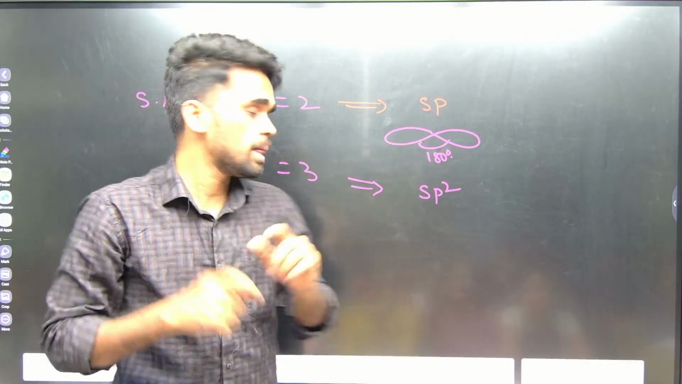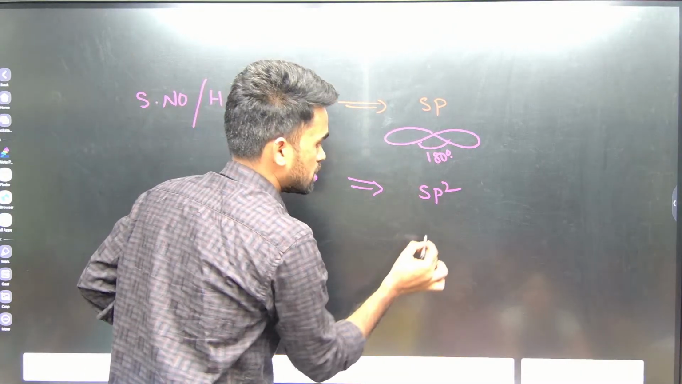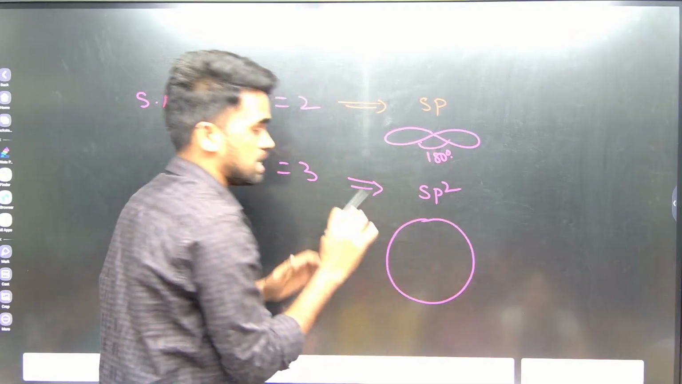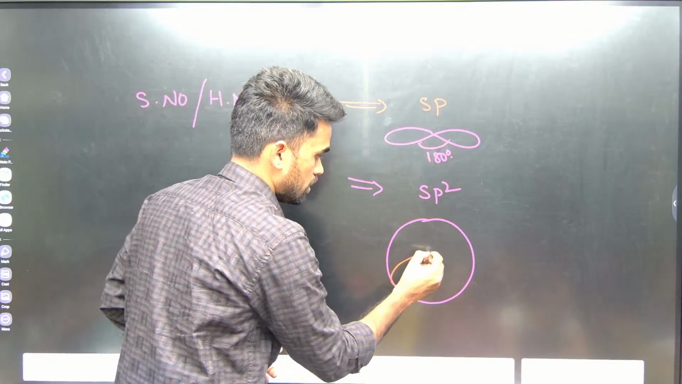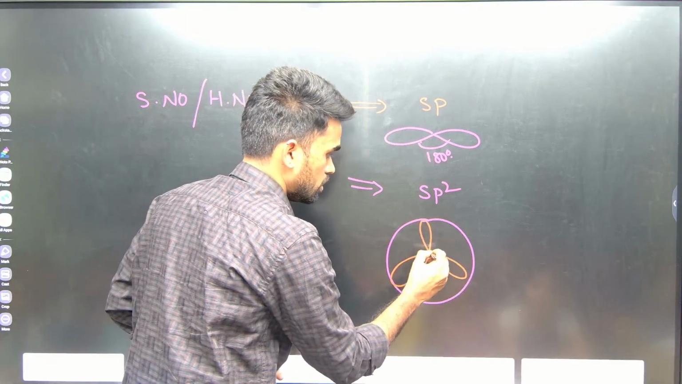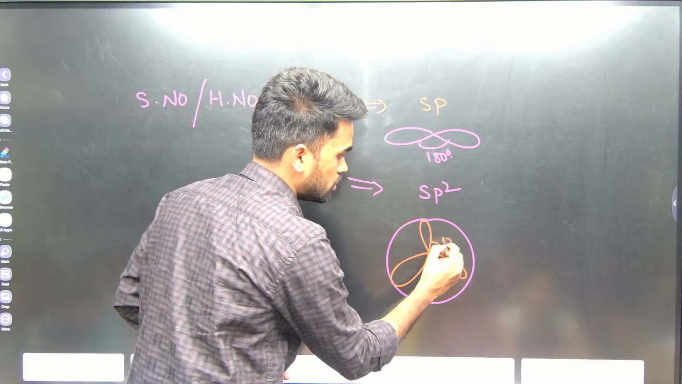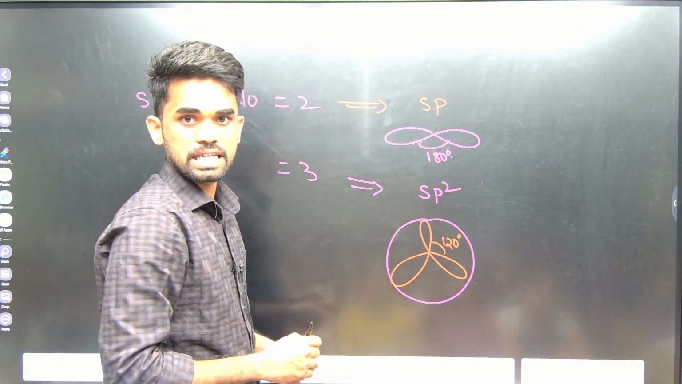Okay, so now if it is sp2, if you consider this a 3-dimensional space, how can I place them? Like this one, and here one. So what is the angle here? 120 degrees. Is this clear, everyone?